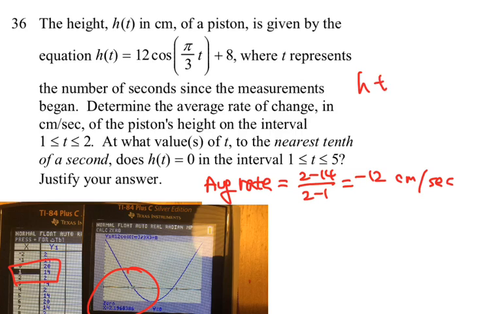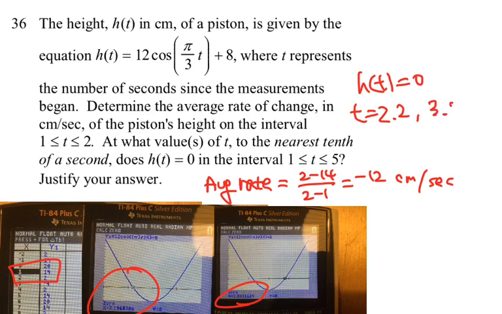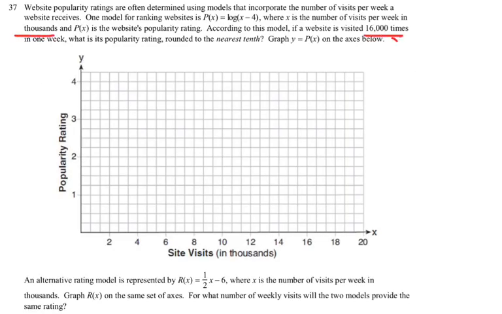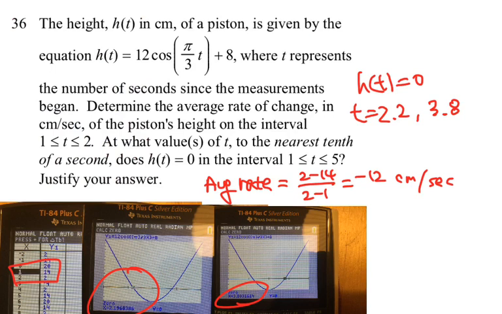Now, after that, they want you to find the values that make h of t equal to 0. So I simply sketched it. Then I tried to look for the intersection using the calculator, and the intersections were 2.2 and 3.8. But of course, 3.8 wouldn't work because it's simply coming from the piston. So I think 2.2 would have been the correct answer. All right, let's move on to the next problem.